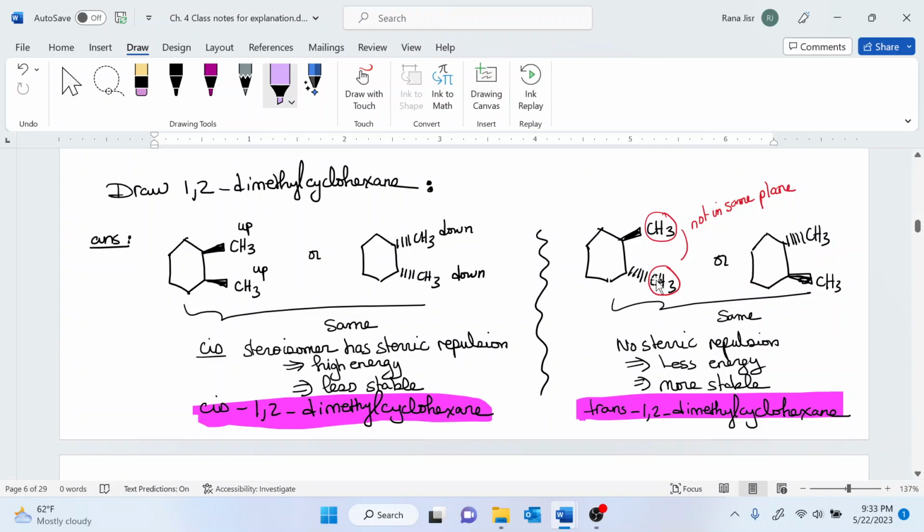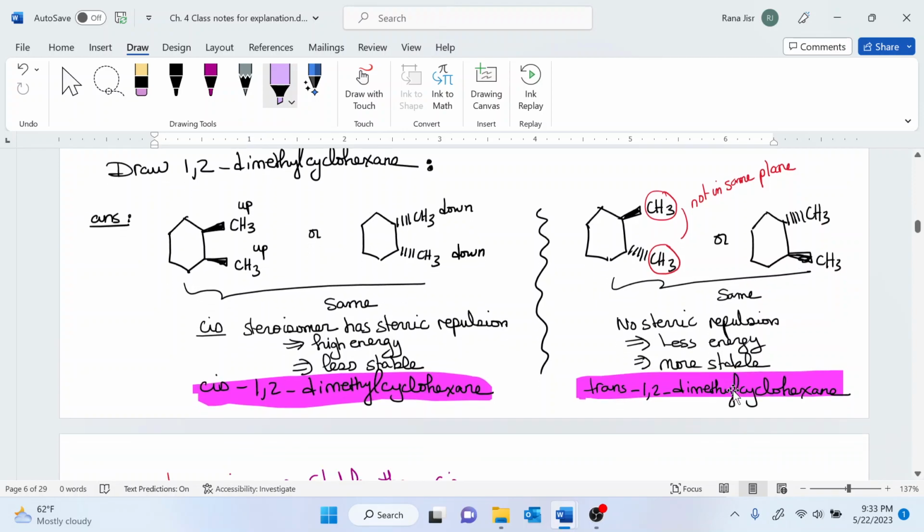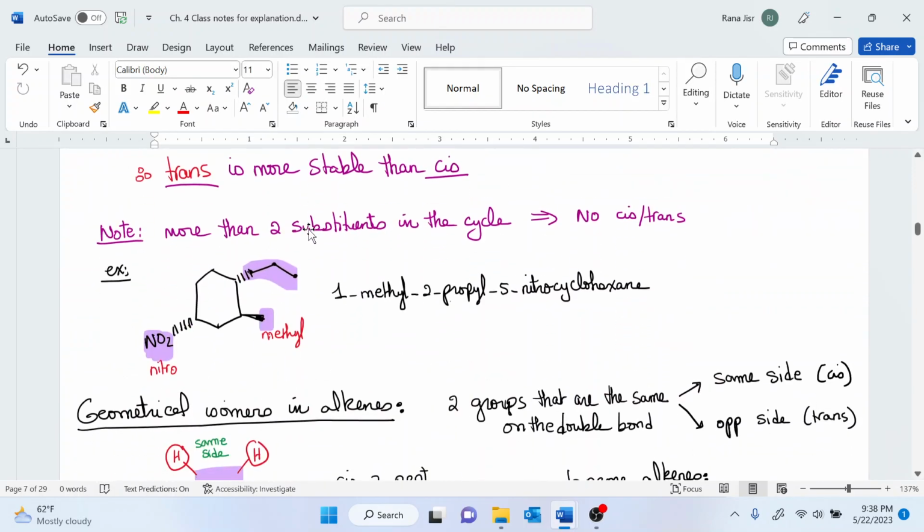The trans isomer is more stable because it has less energy. The CH3s here are not in the same plane, so they won't repel each other. Energy here is less, so the stability is going to be more. So always the trans is more stable than the cis.